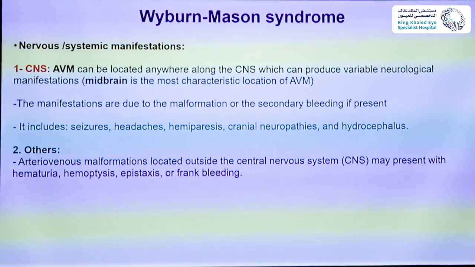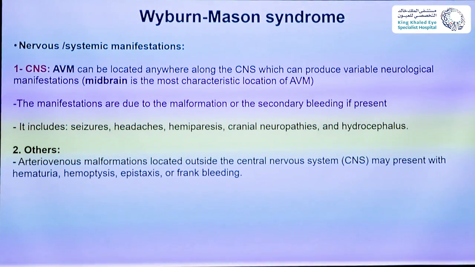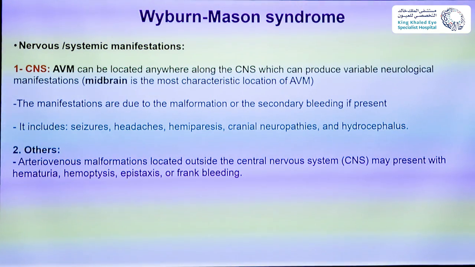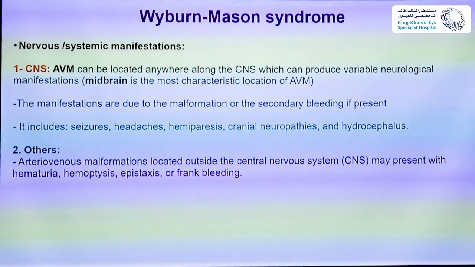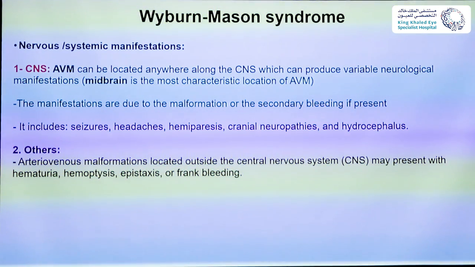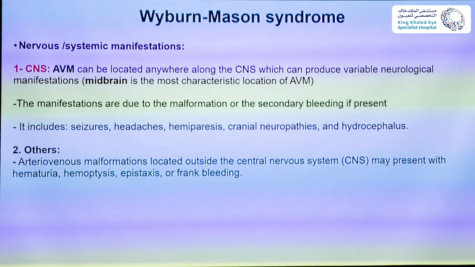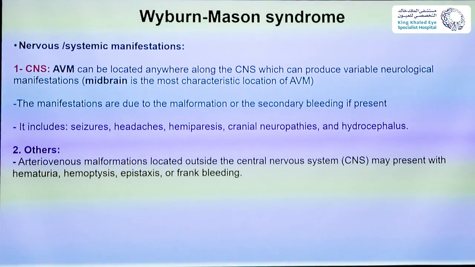You can have also CNS AVM. It can happen anywhere in the CNS, but it was found that the midbrain is the most characteristic location, and it can have many manifestations secondary to that, including seizures, headache, hemiparesis, cranial neuropathy, as we mentioned. Arteriovenous malformation can also be located anywhere outside the central nervous system, and that's why these patients develop other bleeding manifestations like hematuria, hemoptysis, epistaxis, and frank bleeding.